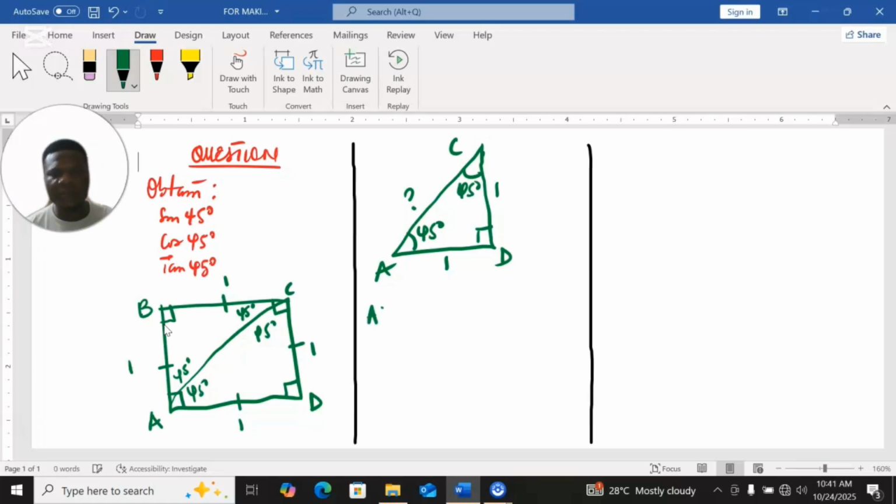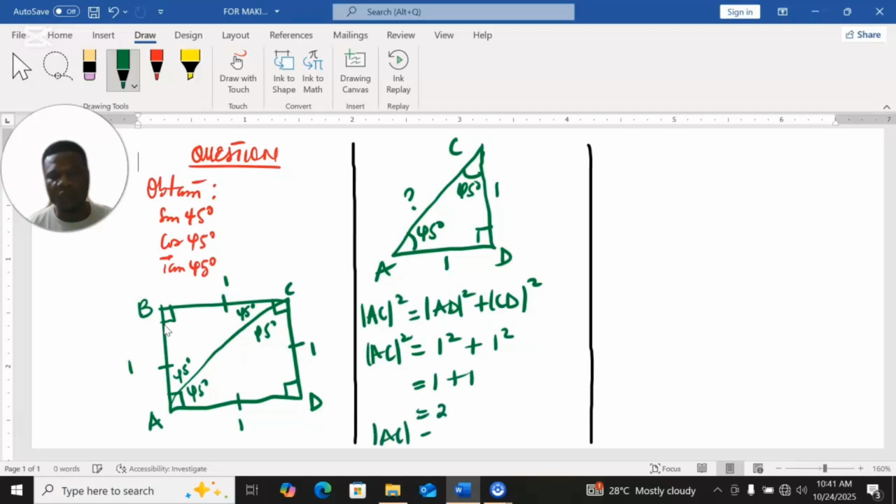In which case, the hypotenuse squared, AC squared, will be equal to the sum of the squares of the other side, AD squared plus CD squared. Okay? Now, AD squared will be 1 squared, CD squared will be 1 squared, and AC squared will result in this. This would amount to 1 squared, which is 1 plus 1, or the other 1 squared, giving us 2. It implies that AC will be the square root of 2 when you take the square root of both sides. Now that we have the question mark here as root 2, it now means we can proceed with sine 45 degrees.